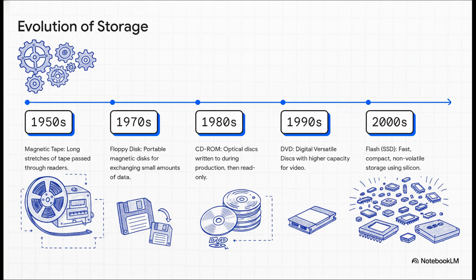And when you look at this timeline, the evolution of storage is just astounding. I mean, in the 50s, we had these huge magnetic tapes. The 70s brought us the floppy disk. Then the 80s and 90s were all about optical disks like CDs and DVDs. And finally, in the 2000s, we saw the rise of flash storage, which gave us the solid-state drives, or SSDs, that are pretty much standard in most computers today.